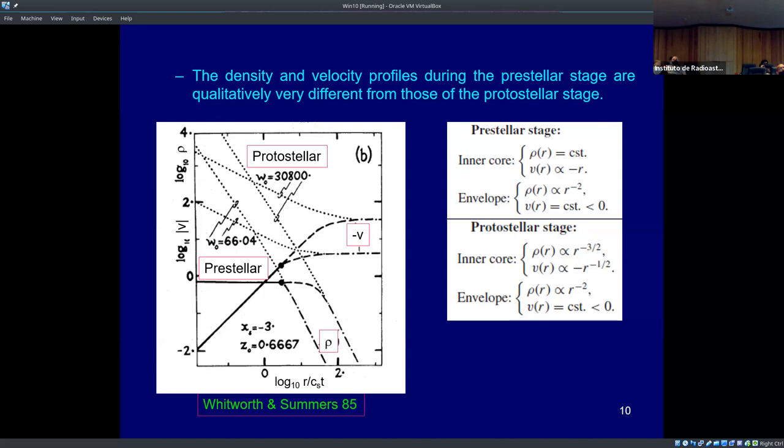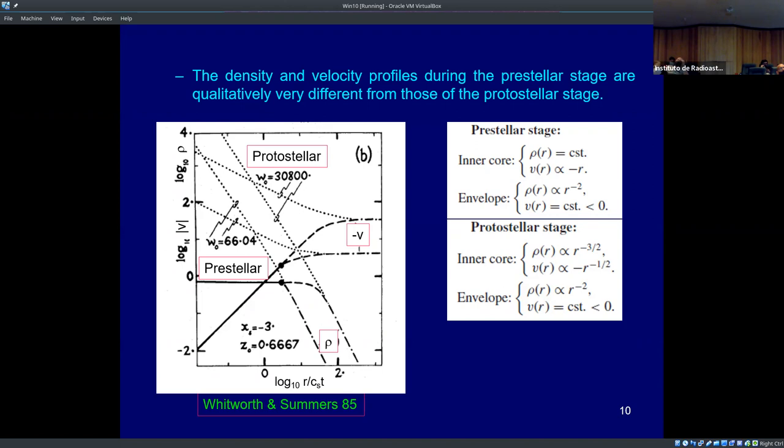So here's my favorite plot from that paper. This is the plot showing the most typical kinds of solutions. And it shows both the prestellar solution and the protostellar solution. The prestellar solution is shown by the solid lines. And this is the density. So it's flat at the center, and then it has an r to the minus 2 slope in the envelope. While the velocity is flat outside and then drops in towards the center, like linearly with r.